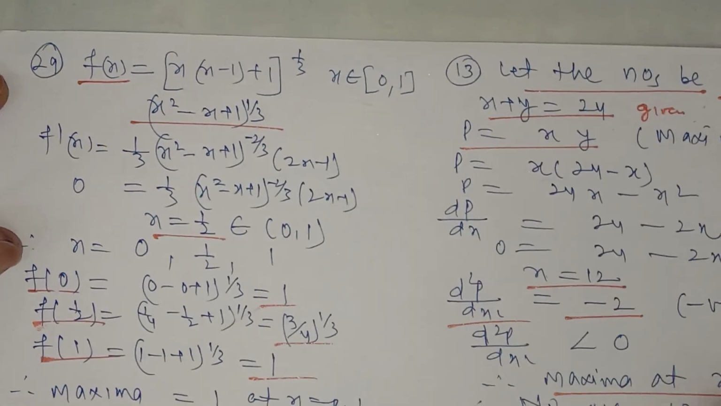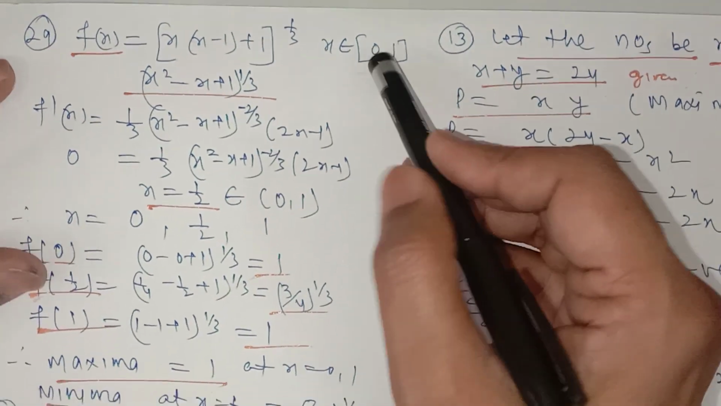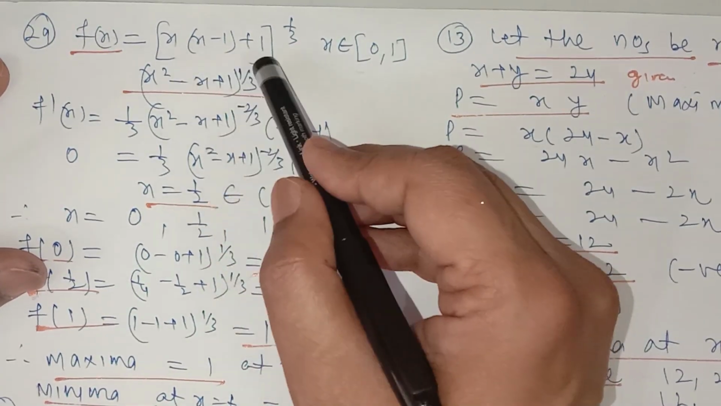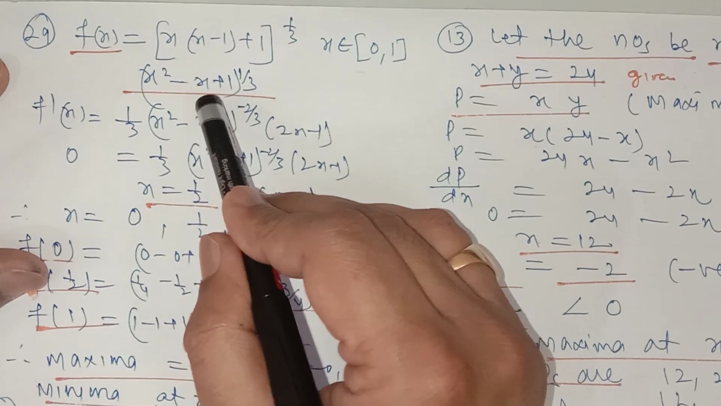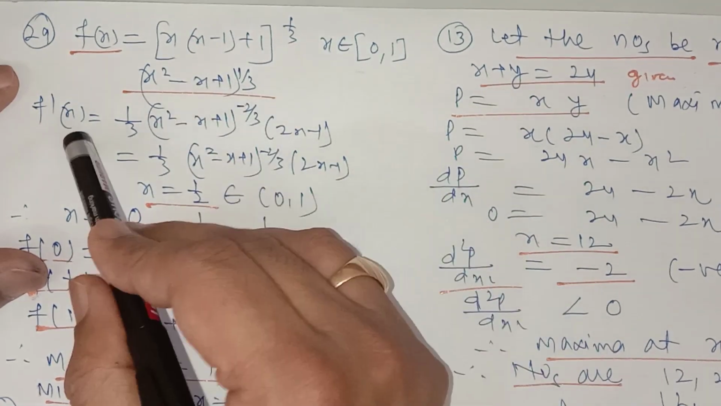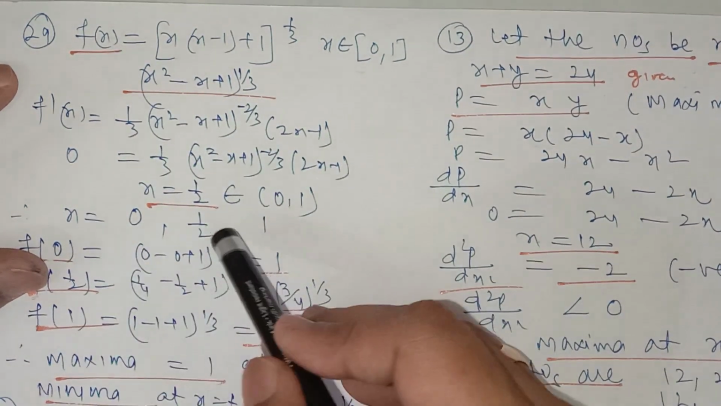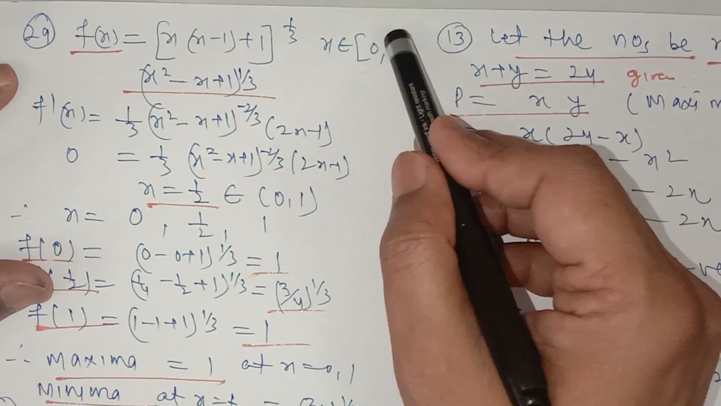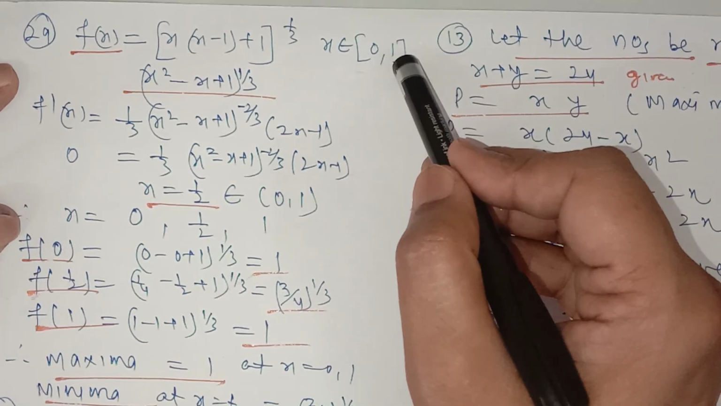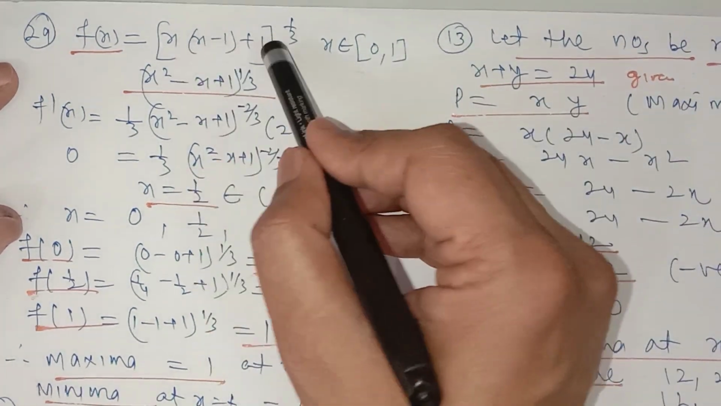Now similarly question number 29. The closed interval is given and the function is (x minus 1 plus 1) raised to power 1 upon 3. Open the bracket, this is (x square minus x plus 1) to power 1 upon 3. Find its first derivative. You know how to find the derivative. Put it equal to 0. You are getting the value of x equal to half, which lies in this interval 0 to 1. So find the value of the function at 0, half and 1 in the original function.